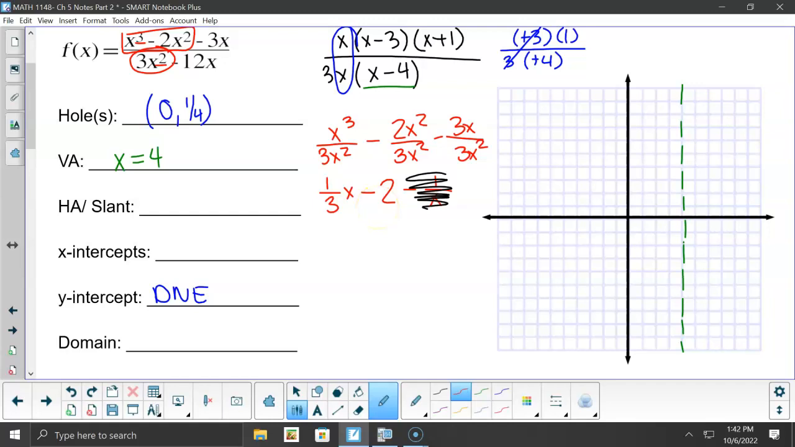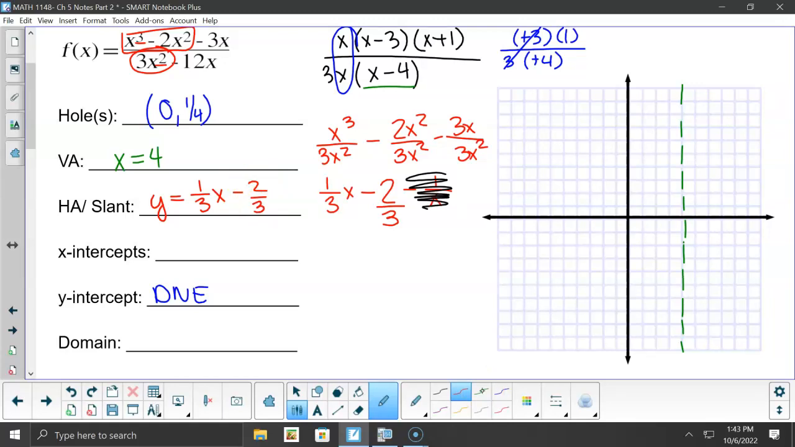Yep. All right, Catherine? Oh, because it should have been over 3. You're like, she killed off that 3. I don't know where it went. So our slant asymptote is at y equals 1/3 x minus 2/3. Okay.